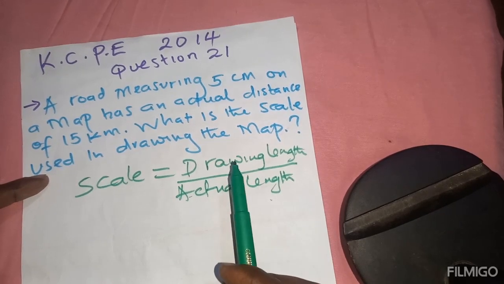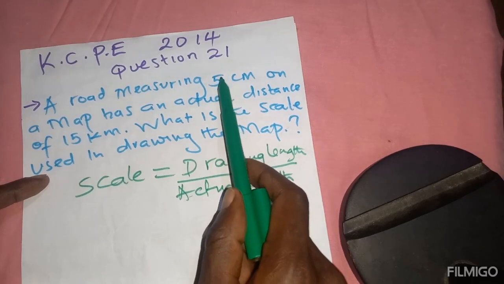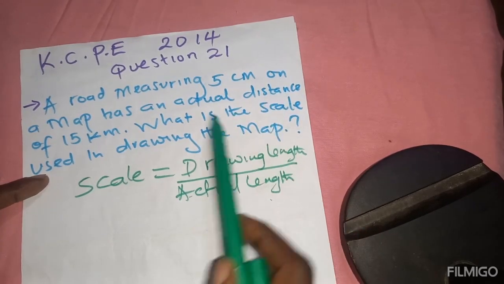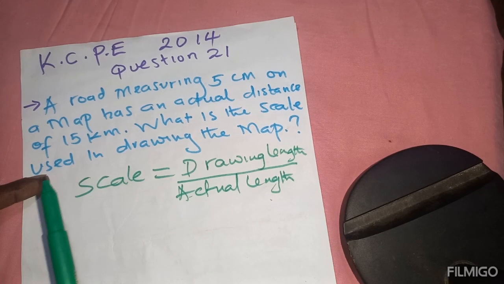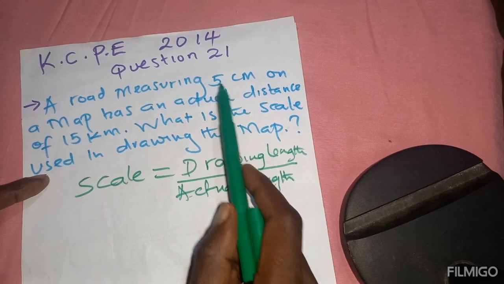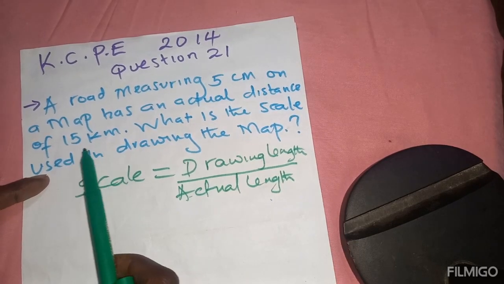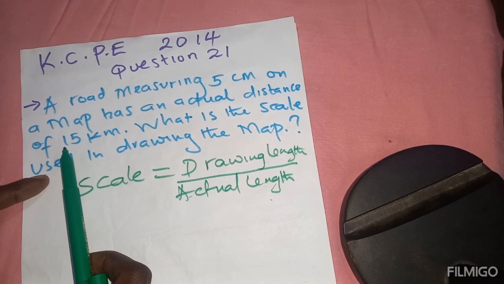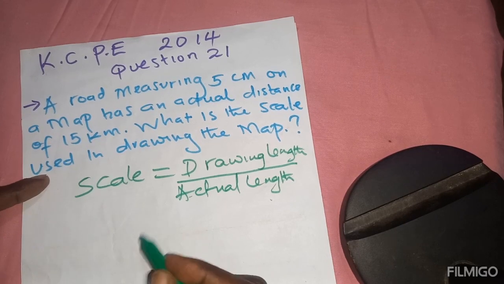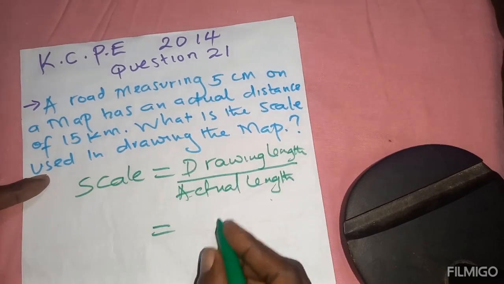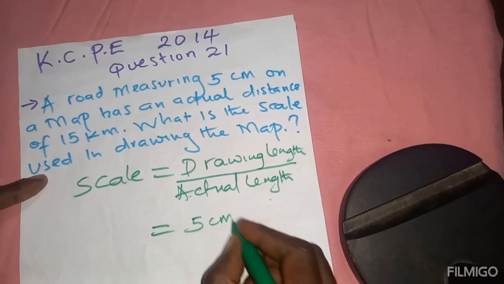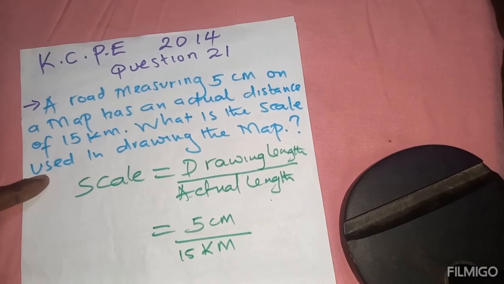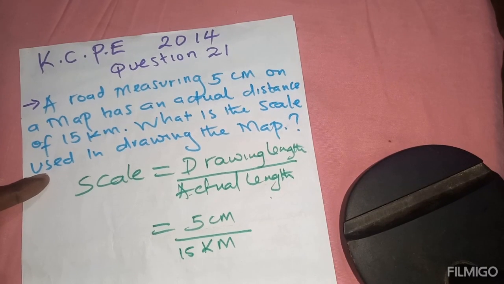What is the drawing length? Drawing length is 5 centimeters. It is the length on the map. Actual length is the length on the ground, which is 15 kilometers. So here we just need to divide 5 centimeters by 15 kilometers.